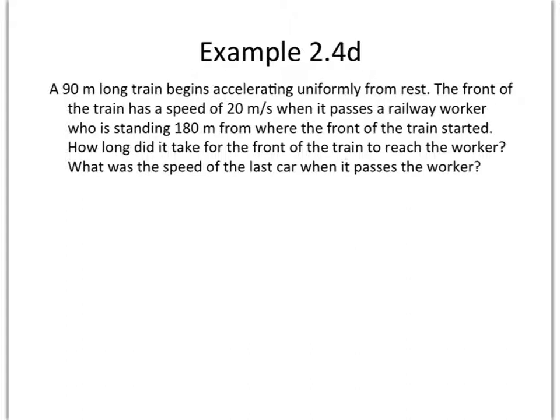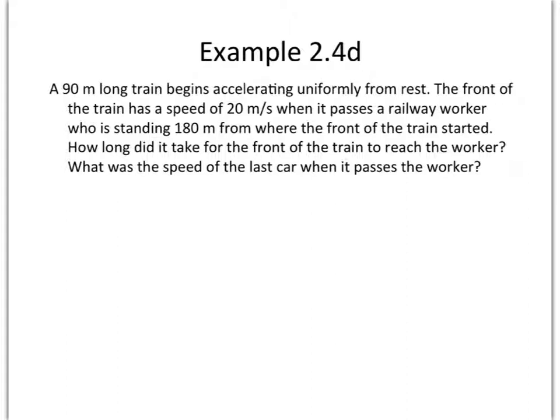So we have a train, a 90-meter long train accelerating uniformly from rest. Okay, so constant acceleration. Initial velocity is 0, at least initially. And the front of the train has a speed of 20 meters per second when it passes a railway worker who is standing 180 meters from the front of where the train started. Wow, okay, what's going on with that?